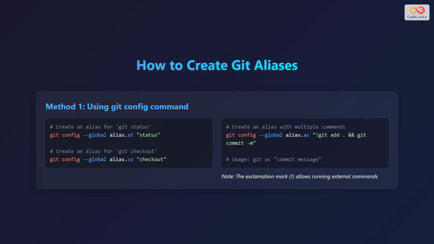You can also create aliases with multiple commands. For example, git config --global alias.ac '!git add -A && git commit -m' creates an alias that adds all changes and then commits with a message. To use this, you would type git ac followed by your commit message. Note that the exclamation mark allows running external commands.